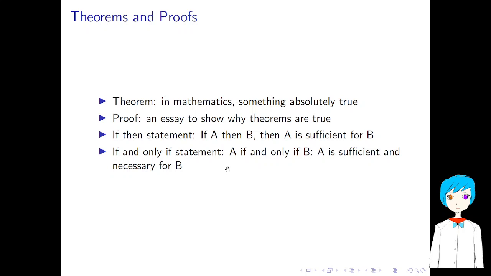So we also have the if and only if statement. A if and only if B means A is sufficient for B and is also necessary for B. So this means if A then B and if B then A. So they can be both true or both false.